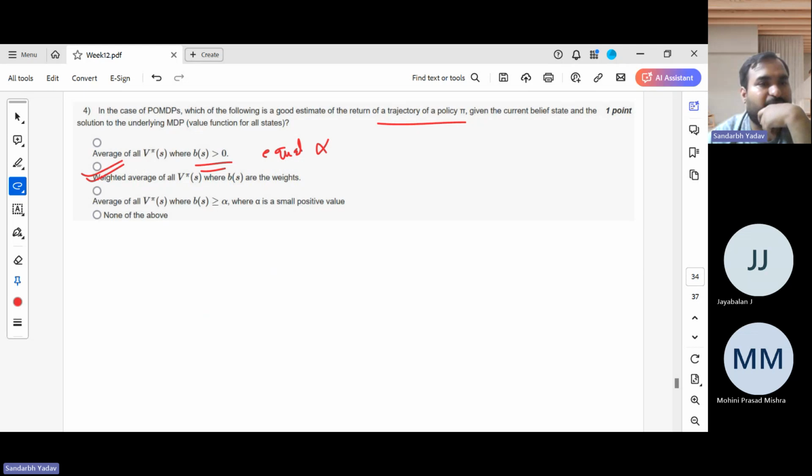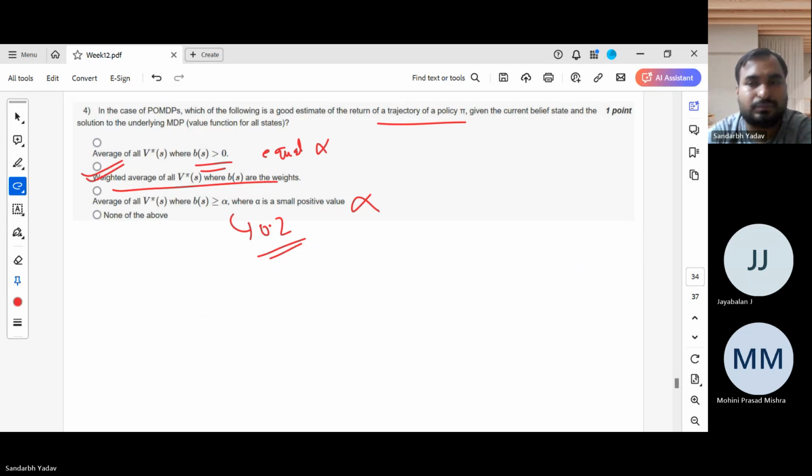The third option says the average of all V pi of s where belief of s is greater than or equal to alpha. Suppose alpha is 0.2. If belief is more than 0.2, then you will be giving equal importance to all such states. We don't want that, because some state might have a much higher belief. Also, this means states with belief less than 0.2 get nothing. That is also wrong. So it should be the weighted average of V pi of s where the beliefs are the weights. And this we have already seen in class.